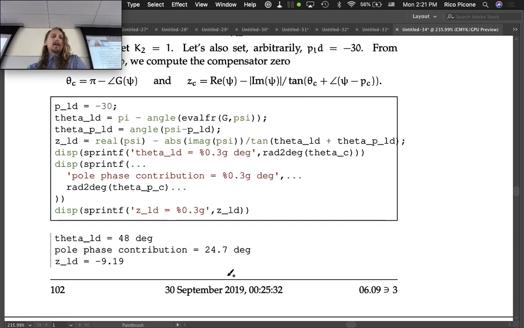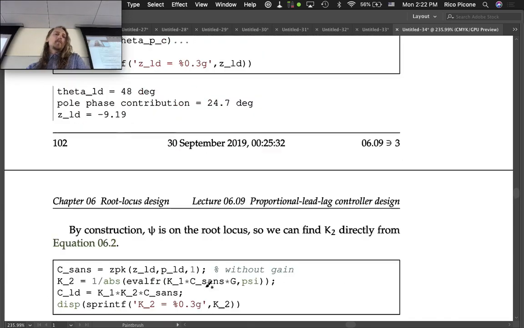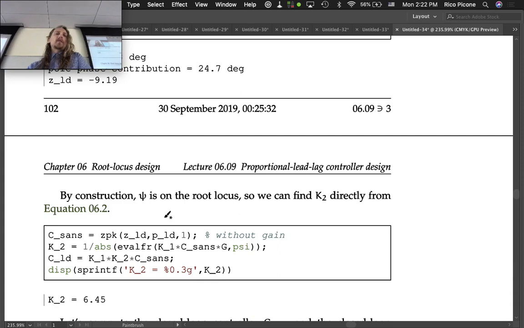And the pole contributes 24.7 degrees of phase. And so we need the 0 to contribute the rest of that. And so that implies the 0 location has to be at negative 9.19. By construction, this is on the root locus now. By construction, the psi value is on the root locus.